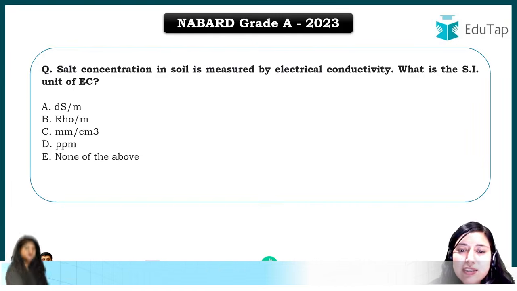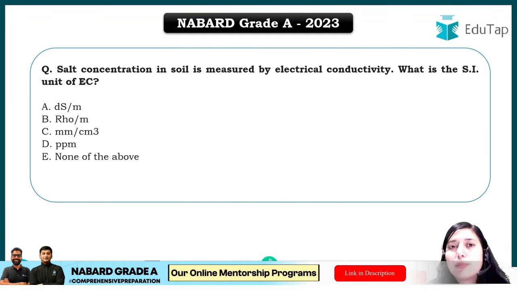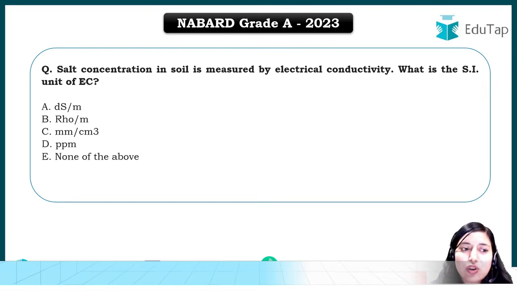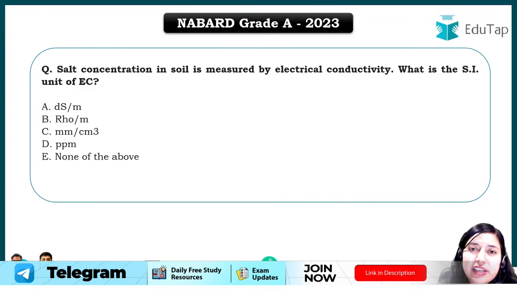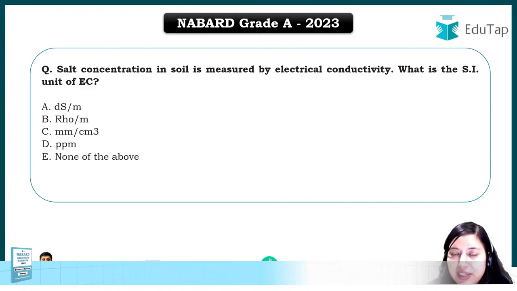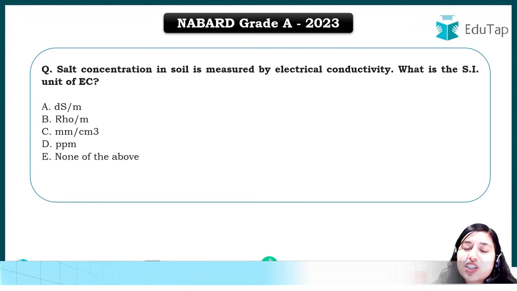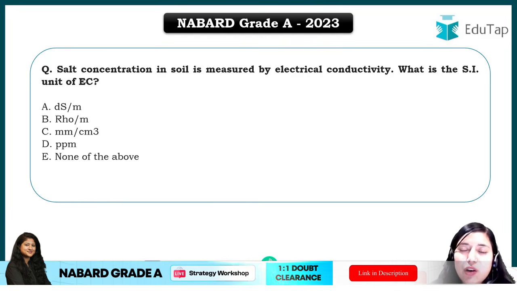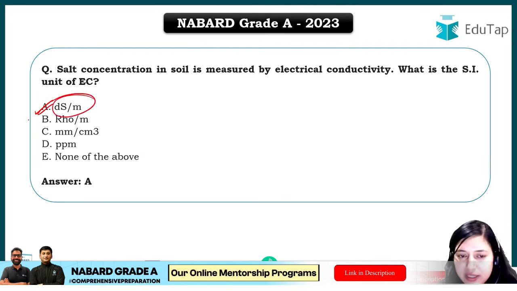Now the next question is again from your soil and water conservation chapter. So salt concentration in soil is measured by electrical conductivity. What is the SI unit of EC? So again, a very important topic. Here this question has been asked from the topic problematic soil. So problematic soils you have to study well, okay? So EC is what? It is electrical conductivity that measures the concentration of salt. How much salt concentration is there in a particular soil is measured by EC. What is EC? Electrical conductivity. If a soil has more salt concentration, its electrical conductivity will be higher. If salt concentration is lower, electrical conductivity will be lower. So that is how we measure the concentration of salt in any soil, right? And the unit of this EC is deciSiemens per meter. So this is the standard unit of electrical conductivity.